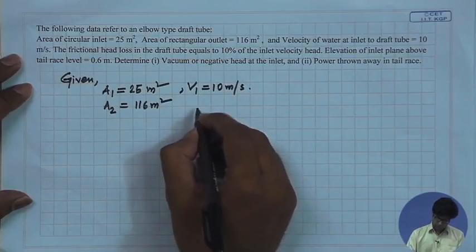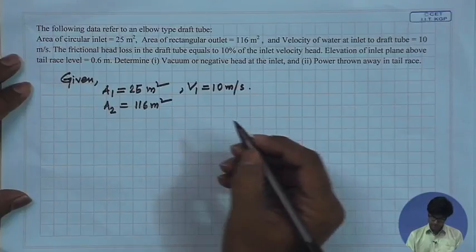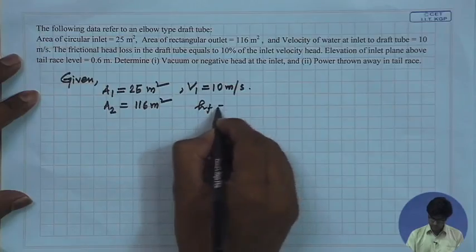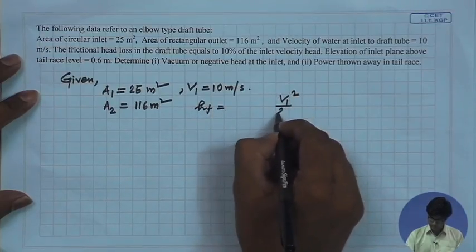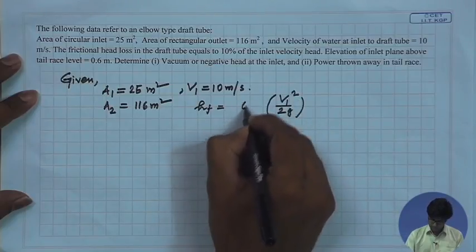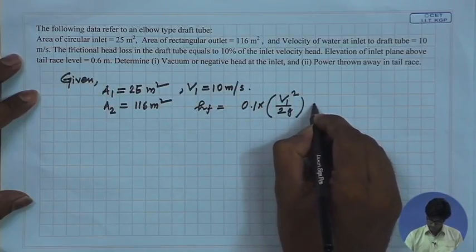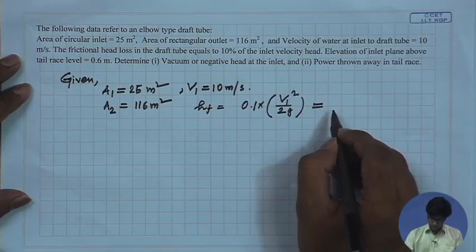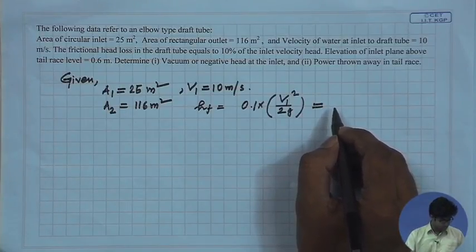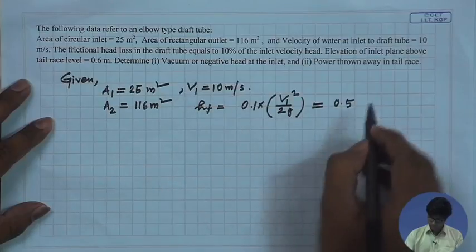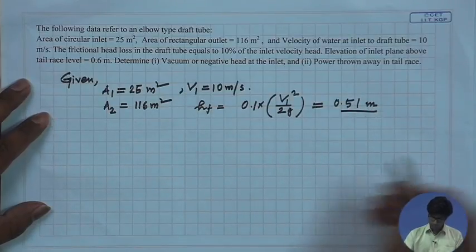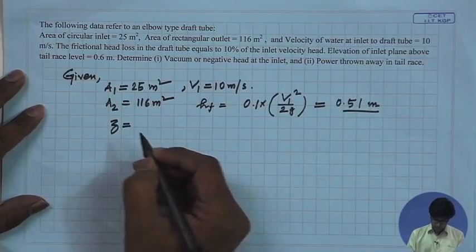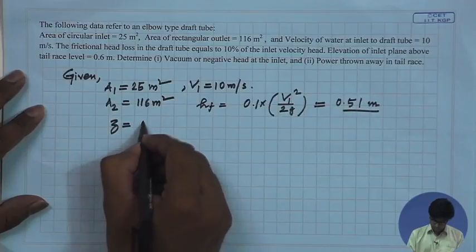and the frictional head loss in the draft tube equals 10% of the inlet velocity head. We know the inlet velocity head is v1 square by 2g, and 10% of this is 0.1 into v1 square by 2g. So, this is the frictional head lost in the draft tube, and if we find out the value, it comes out as 0.51 meters. Next, we are given that the elevation z of the inlet of the draft tube above the tail race is 0.6 meters.